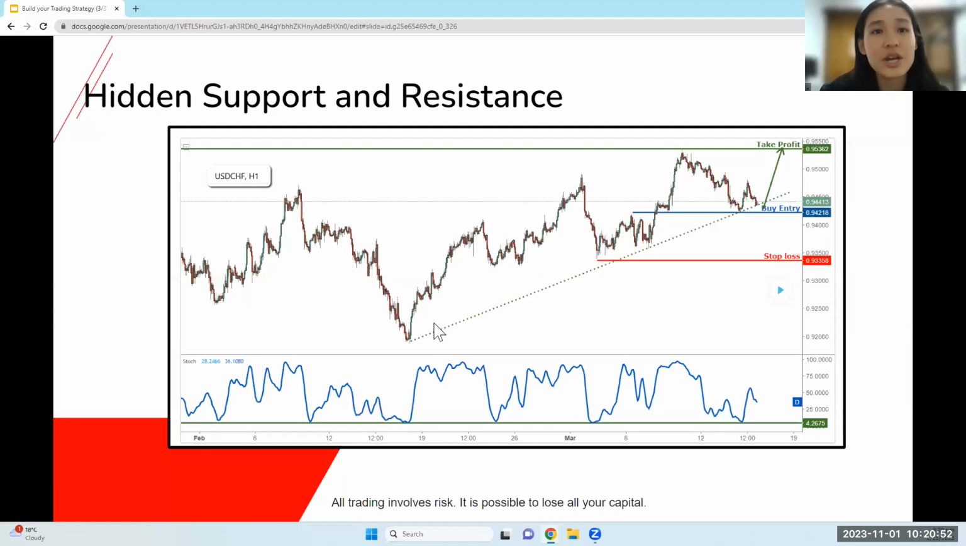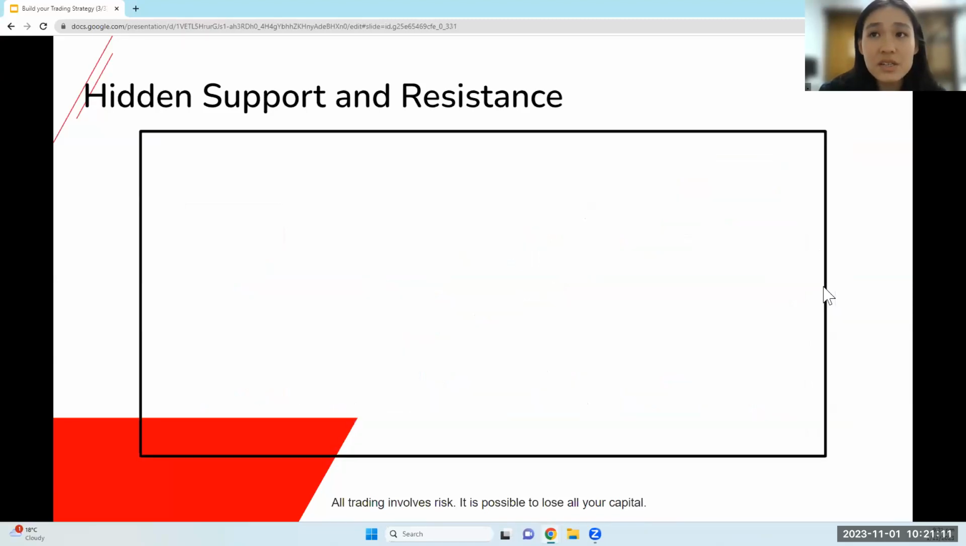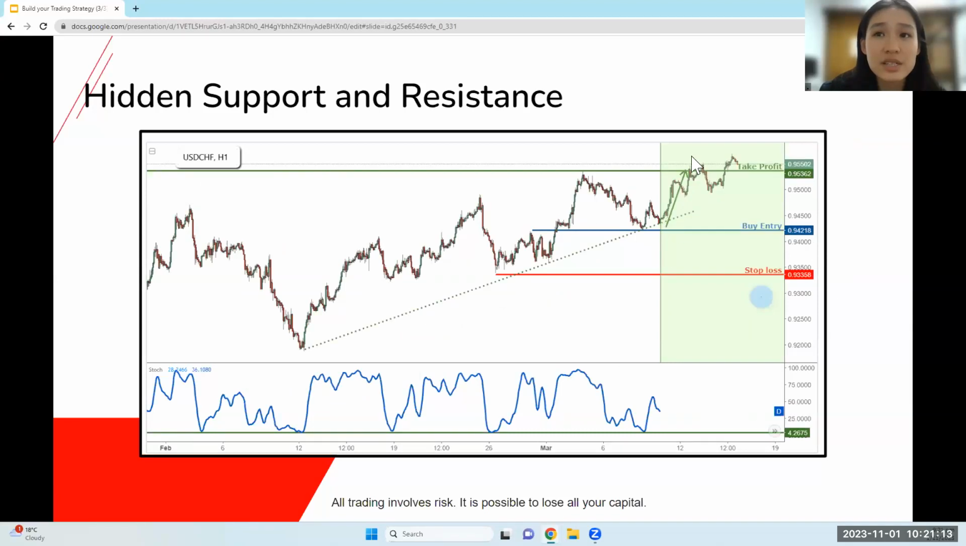increasing trend line. Okay, so just to recap, what makes a valid trend line is if there are three significant touches, and you can see that we are expecting price to continue to respect this line because firstly, we have this ascending trend line, secondly, we have a hidden resistance here. Okay, and you can see that's exactly what it did, pushed it all the way to our take profit.